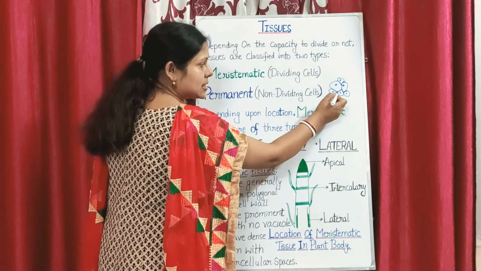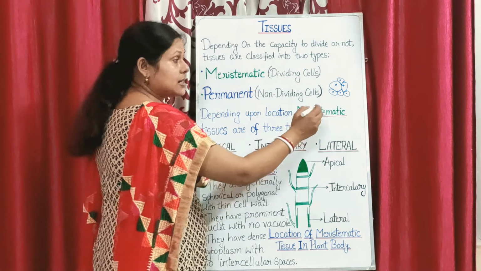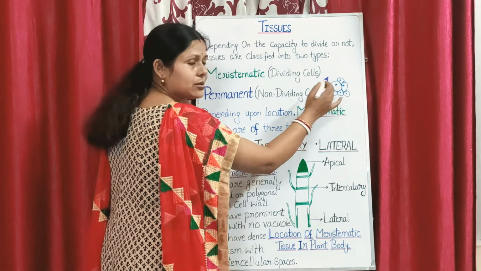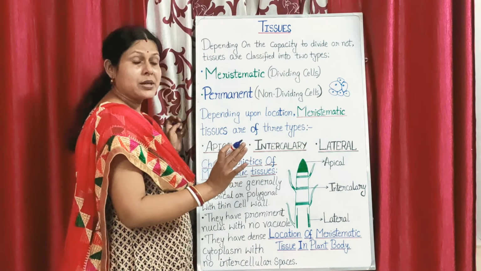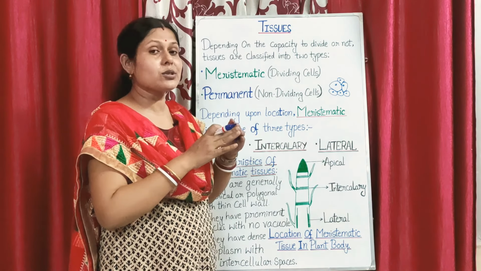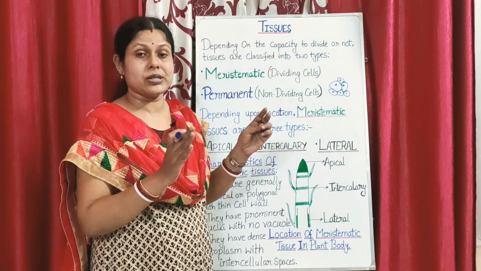If there is a space between the cells, that space is called an intercellular space. There is no intercellular space in meristematic cells, because they are all formed one after another. That is why they don't have any intercellular space.